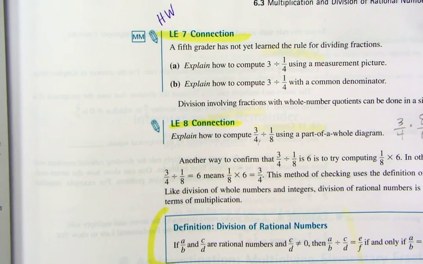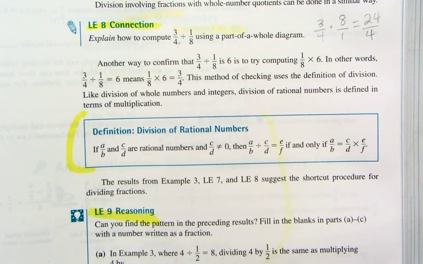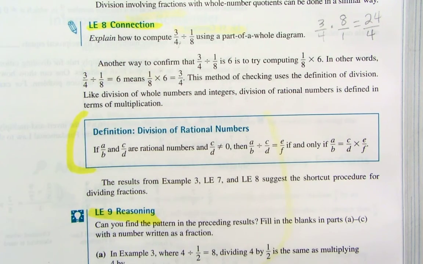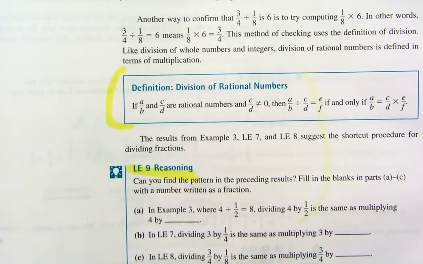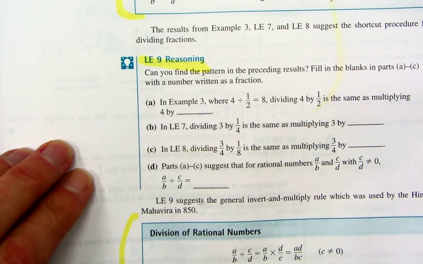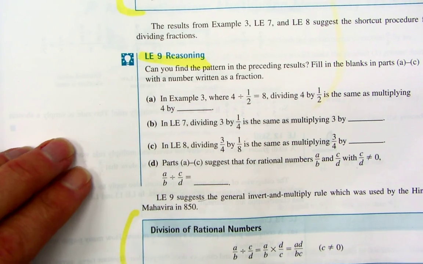Right. So the next box talks about the definition of the division of rational numbers. Dividing fractions is the same as multiplying by the reciprocal. I was showing that up here also. And here is another way of thinking about that definition.